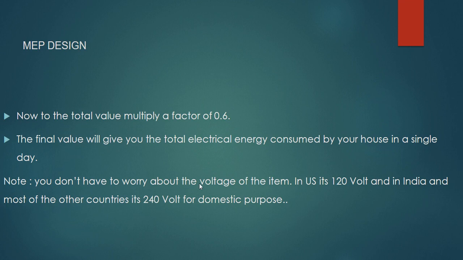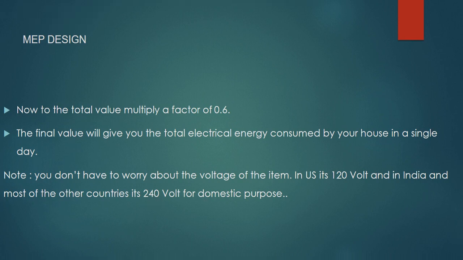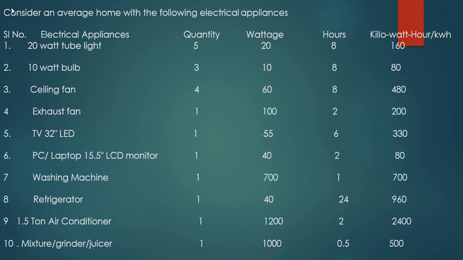Note, you don't have to worry about the voltage of the item. In the US it is 120 volts, and in India and most other countries it is 240 volts for domestic purposes. Now the next slide: consider an average home with the following electrical appliances.